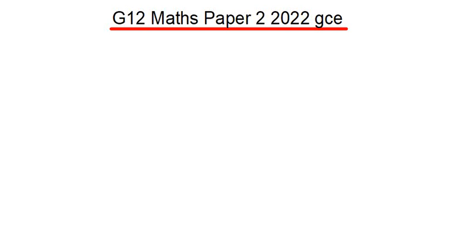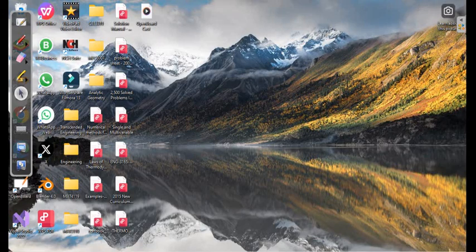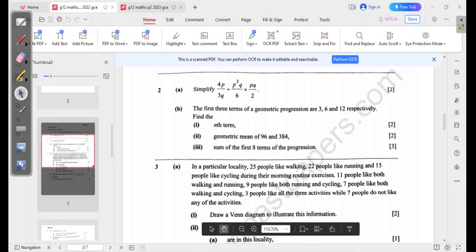Now we look at question 2 of the grade 12 mathematics paper 2, 2022 GCE. Question 2 is asking us to simplify 4p over 3q divided by p squared by q divided by 6 multiplied by pq divided by 2.